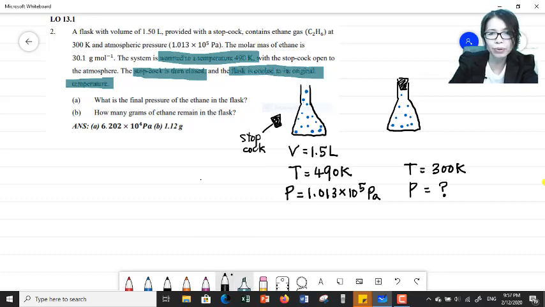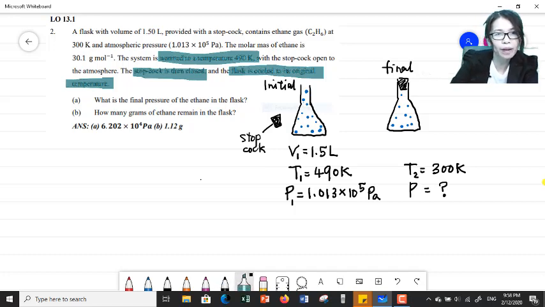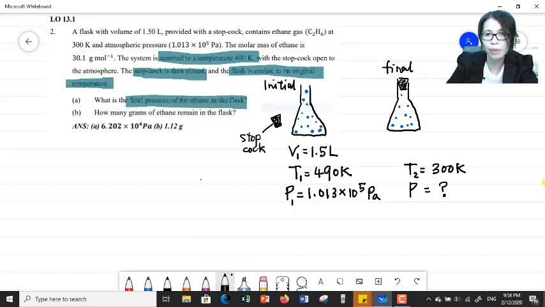So I have two situations here. I denote the initial situation with V1, T1, P1. This is the final situation after I close the flask with the stopcock, so this will be my P2. I want to find the final pressure of the ethene in the flask. So class, we want to find P2, the final pressure.